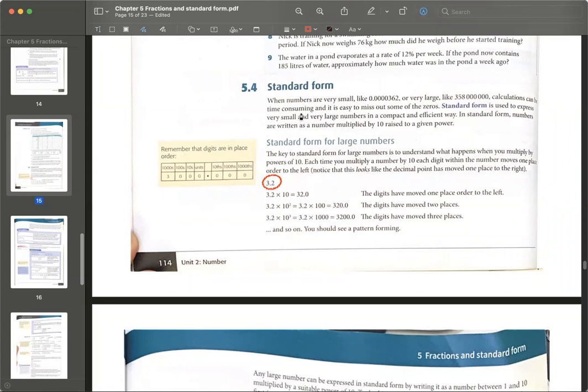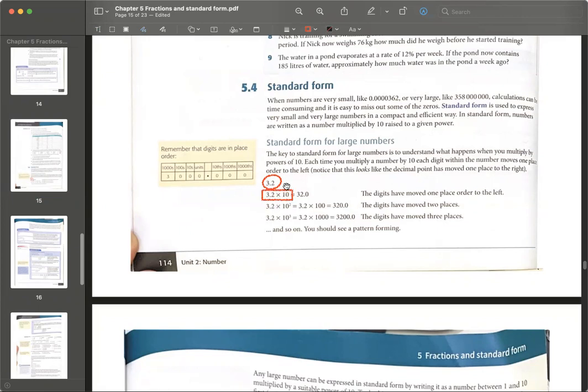If it is more than 10 or less than 10, then we have to multiply it by this 10 to the power of something. For example, if it's written as 3.2 times 10, the answer will be 32. But this one here, 3.2 times 10, is considered to be the standard form, where the first number here is between the range of 1 until 10, and then multiply by the multiplier here.